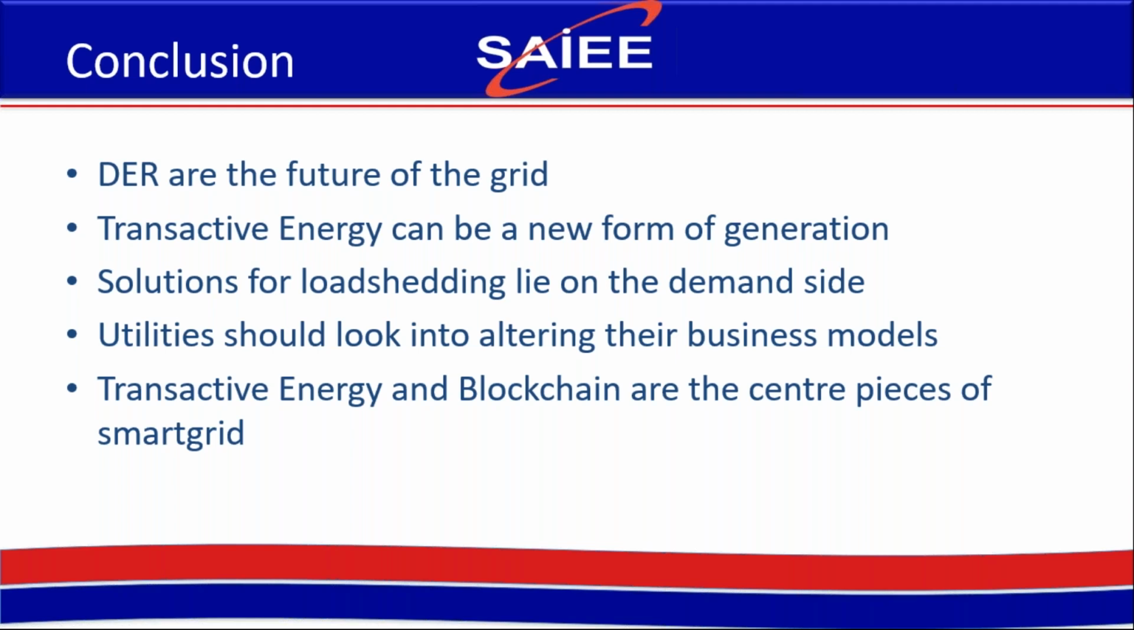Utilities should look into altering their business model. One way, for example, is that they definitely need to be network operators. So they must operate the network, and they can actually charge a fee. Actually, in this transactive system, most utilities should just charge a fee for you to use their network.